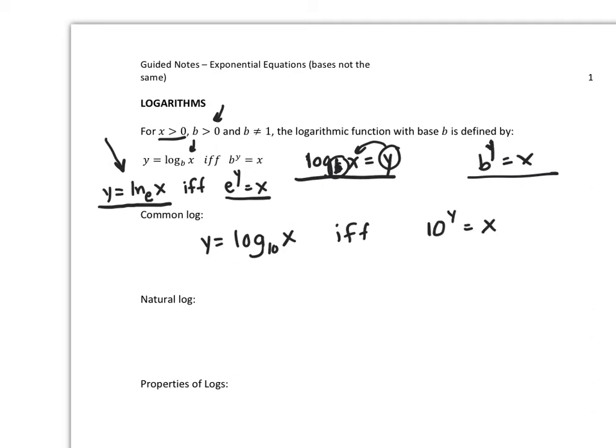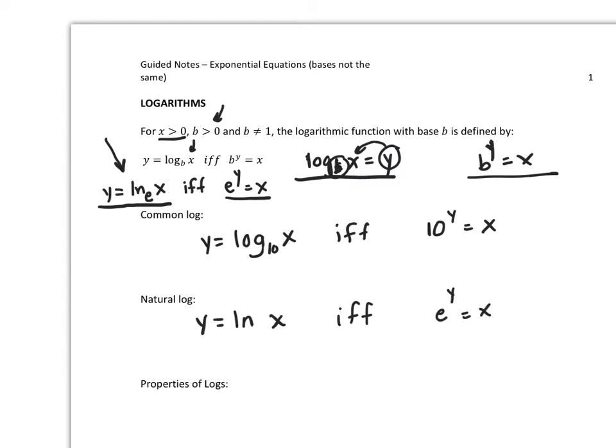Now the natural log, as I said earlier, always has the base e. E is about 2.7 and it keeps going on forever. It's an irrational number. So if you don't see a base, it's understood to be an e. That's the only thing it will ever be. And let's rewrite it: if and only if e to the y equals x.